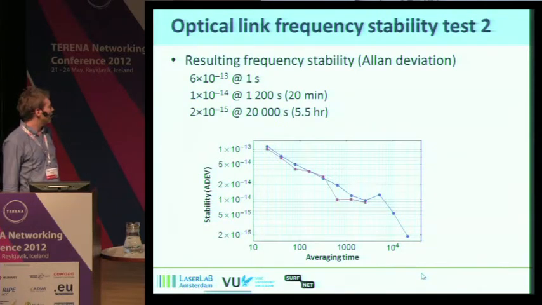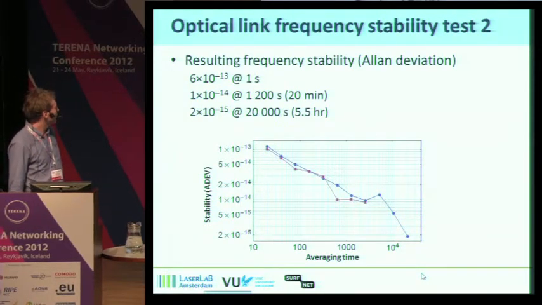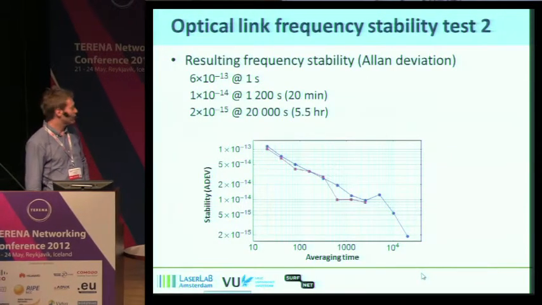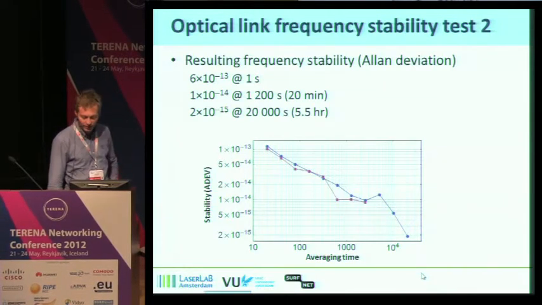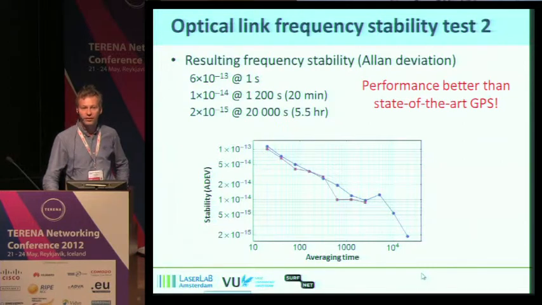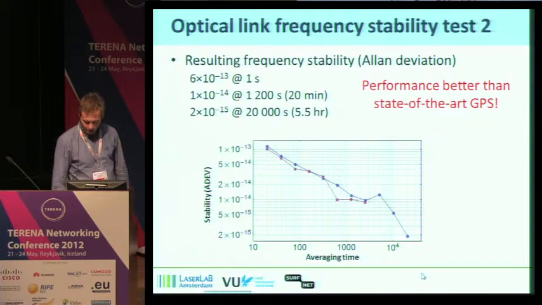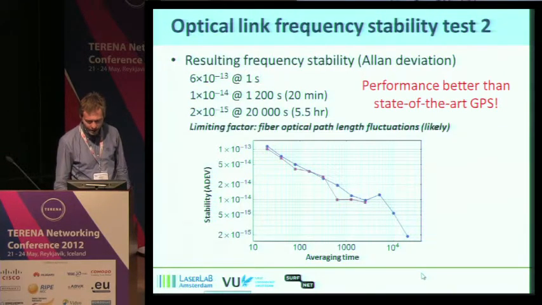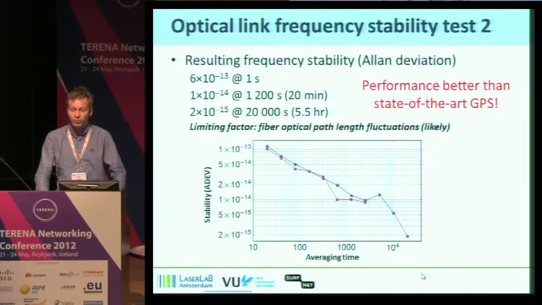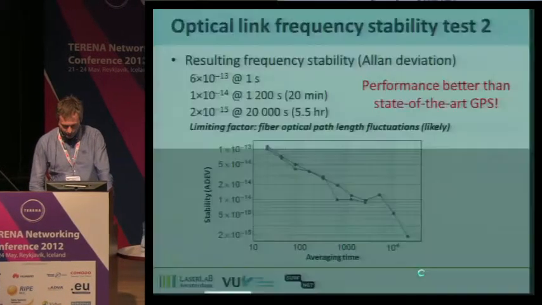And what you see is that after some 5 hours of measurement, the stability of the link turns out to be a few times 10⁻¹⁵. And that's performance that's better than state-of-the-art GPS methods. So it shows that with a relatively simple arrangement, like we have in the Netherlands, you can have time transfer better than the state-of-the-art GPS. And the limiting factor here is likely the optical path length fluctuations in the fiber.